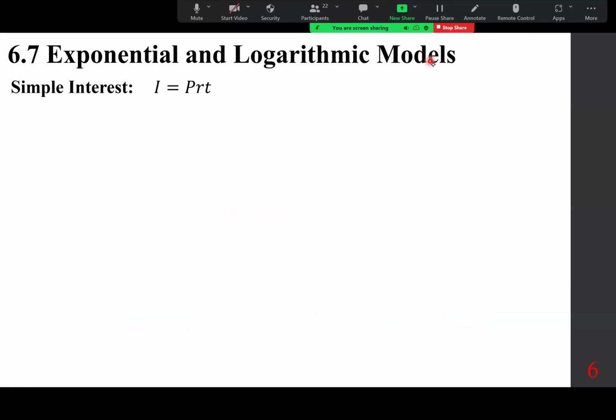Now, exponential and logarithmic models. We start with simple interest. Everybody remembers I equals PRT, where P is the principal, R is the rate, T is the time, normally in years, and I is the amount of interest. If you add this to P, you end up with the amount.